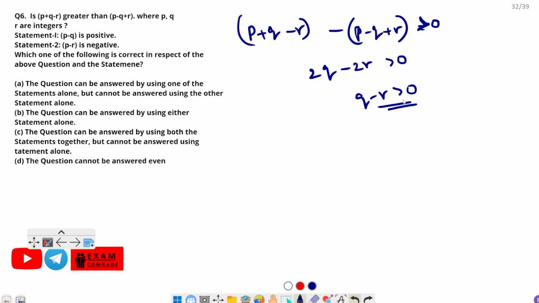What is given in the question is, which one of the following is correct with respect to the above question and statements. Question can be answered by using one of the statements alone. If p minus q is positive, I think the question cannot be answered. If this statement is given, q minus r is greater than 0, then we can say that the above statement is correct. So the answer will be 4.